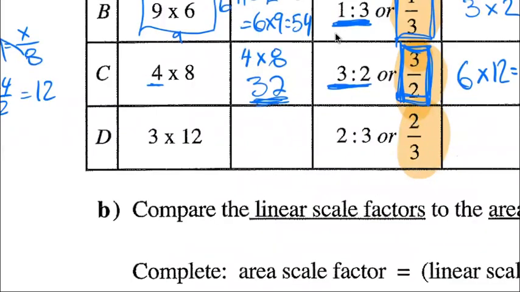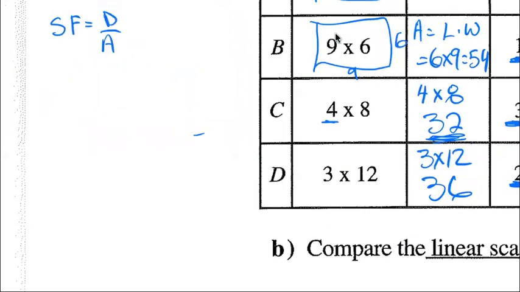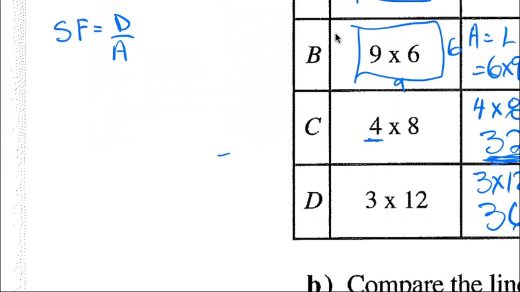3 by 12 is our original dimensions. 3 times 12 is our area. 3 times 12, that's 36. If I apply a 2 to 3 scale factor, which is going to be a reduction to 3 and 12, this is what it looks like. My scale factor formula is always the same. I'm going to apply it to the 3 first. What did we say? It was 2/3? 2/3 is my scale factor. 2/3 is equal to x over 3. 3 times 2 is 6, divided by 3 is 2.